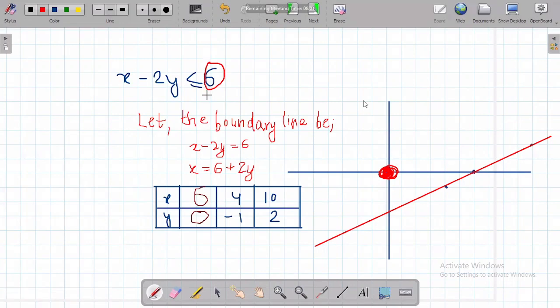Last time also I said, if a line contains a constant term, then it will never pass through the origin. So now you can test the origin.